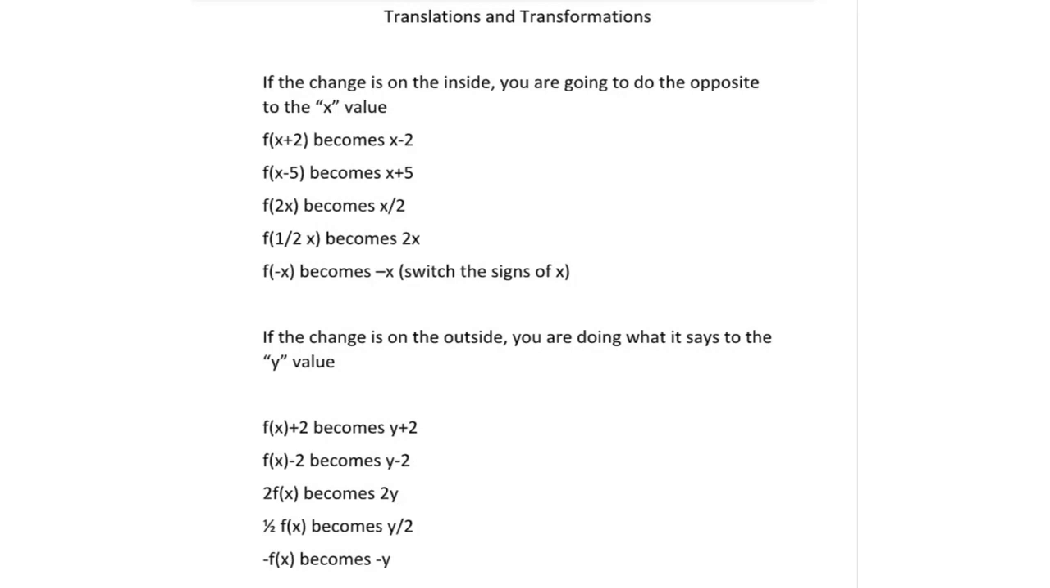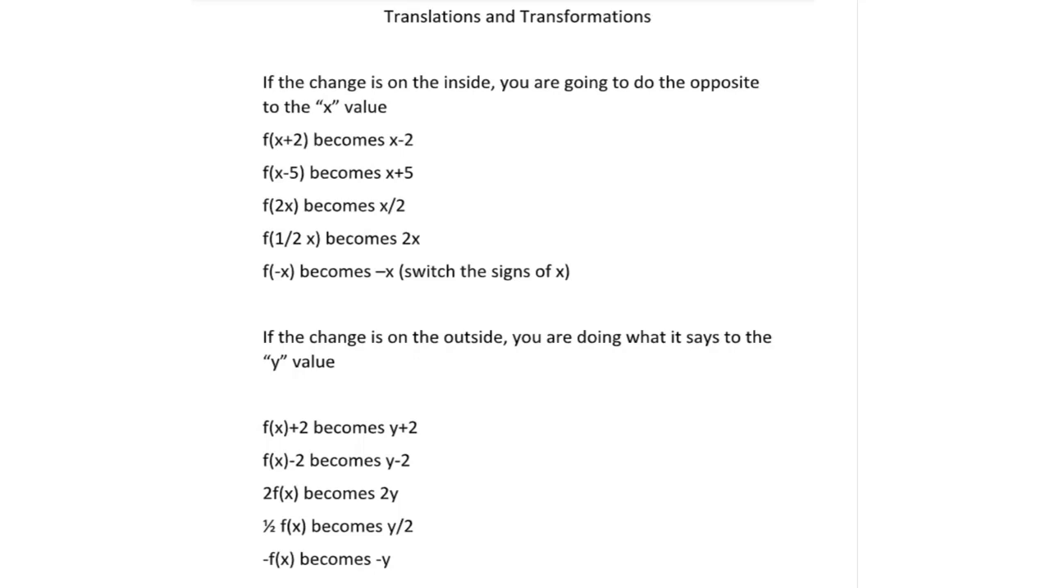In this video we're going to look at transforming graphs in a variety of different ways. There are two main ways that we can transform graphs. We can either change the x values or we can change the y values. This little cheat sheet on the screen now gives you a general overview of what you're going to have to do.